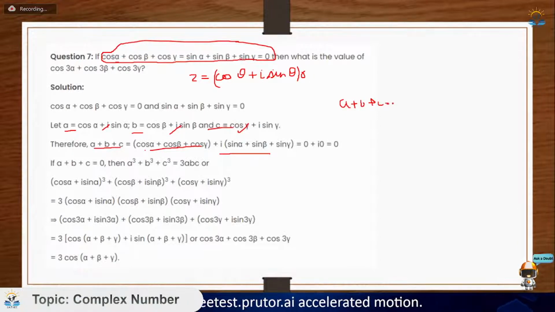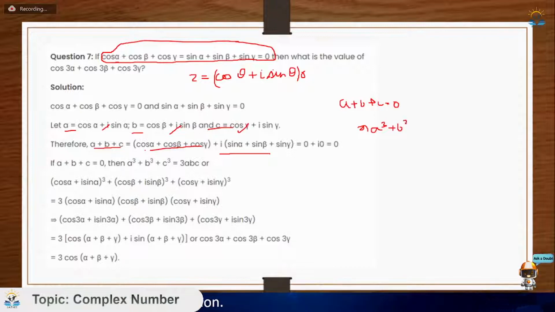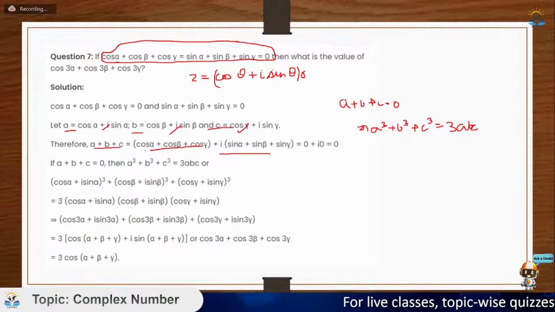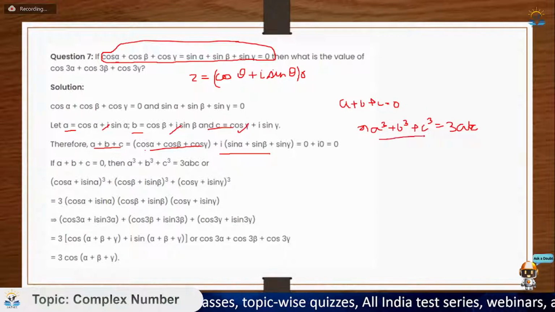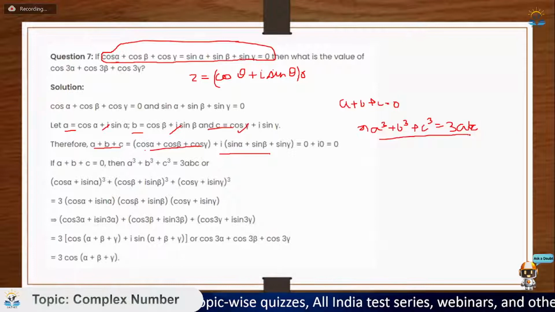equal to 0 implies a cube plus b cube plus c cube is equal to 3abc. We study this in ninth class algebra: when a plus b plus c is 0, the value of a cube plus b cube plus c cube is equal to 3abc. Why so? Because a cube plus b cube plus c cube minus 3abc equals a plus b plus c times a quadratic factor, and since a plus b plus c is equal to 0, a cube plus b cube plus c cube is equal to 3abc.